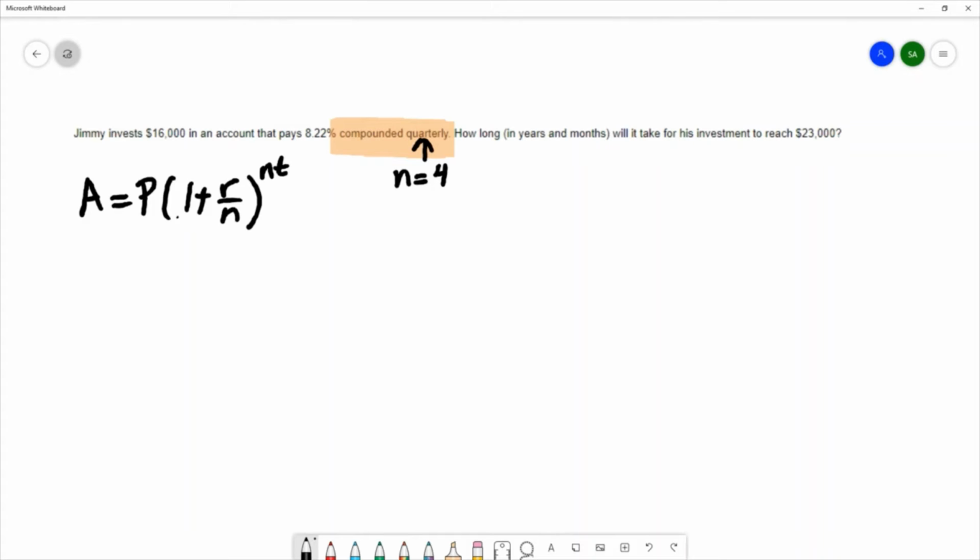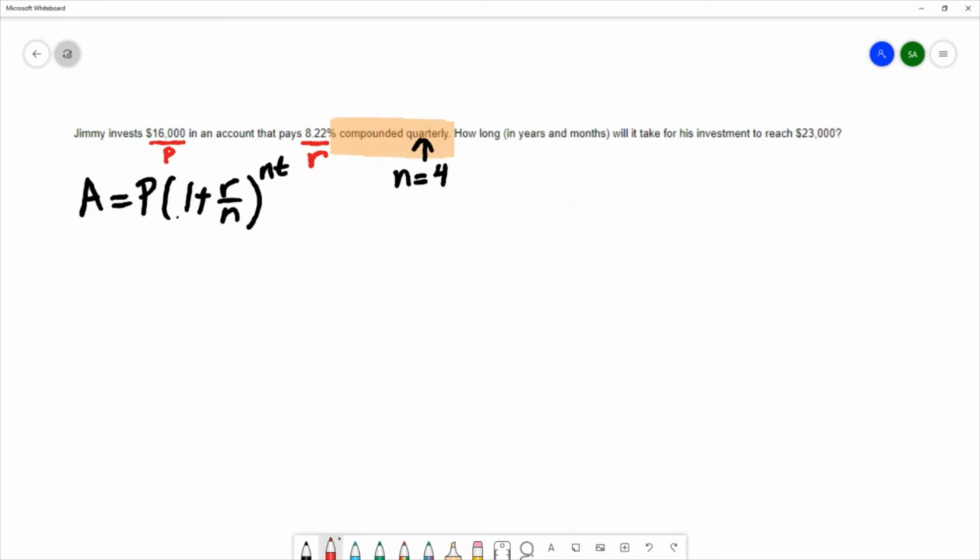We have some other pieces of information in the problem. Jimmy invests $16,000, and that is P, our principal, or our initial investment. The account has an interest rate of 8.22%, and that is R, the annual interest rate.